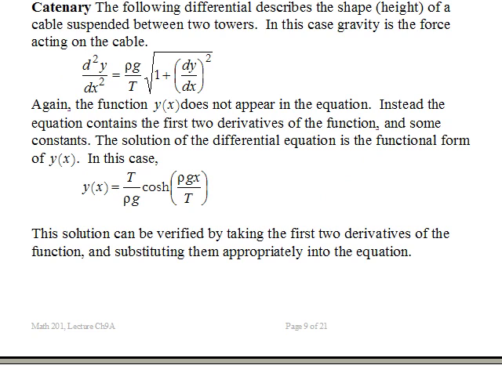Here's another example. The catenary is the shape, rather the height, of a cable suspended between two towers and subject only to gravity. So say we have two towers, a tower here and a tower here. Now we're going to take a wire and suspend it here and then just let it fall. It falls under gravity. The shape that it assumes is called a catenary.